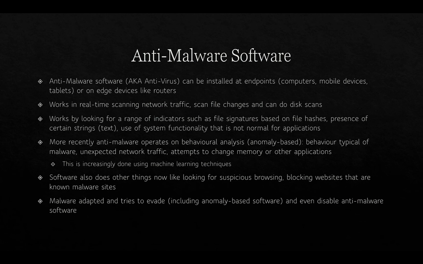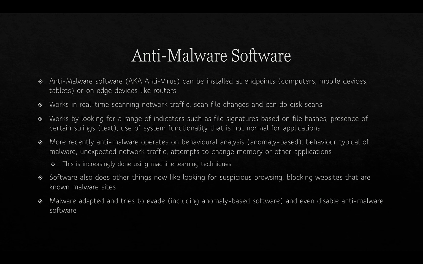More recently, anti-malware operates on behavioral analysis, so anomaly based, and looks for behavior that's typical of malware, looking for unexpected network traffic or attempts to change memory, for example, or access to other applications. This is increasingly done using machine learning techniques, and of course, to combat that, malware is now looking at ways of subverting that, and we will look at that in one of the labs later on in this course.